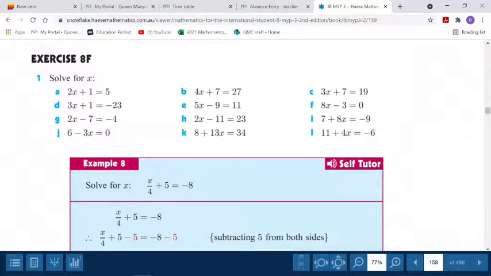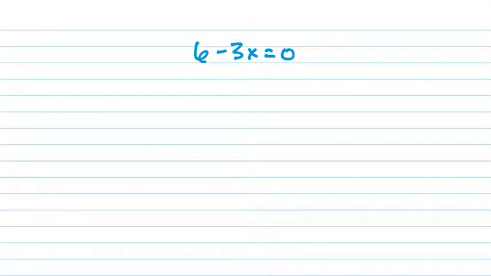Look at J. Ready? 6 minus 3x equals 0. Okay? So, just put that on notebook paper. All right, here we go. First things first. What kind of problem is it? How do you know? Is it linear? How do you know? No exponent on your x. Good. Okay, so any brackets? Fractions? Are there any like terms on either side to combine? No.